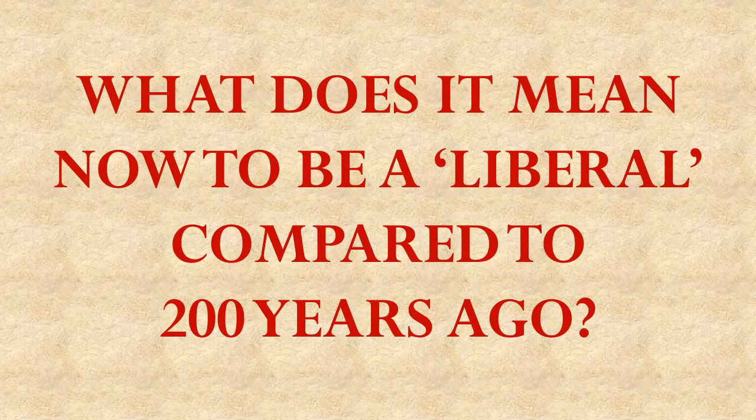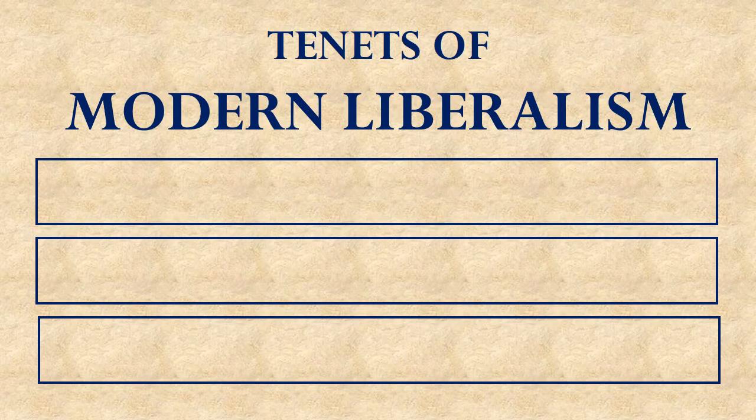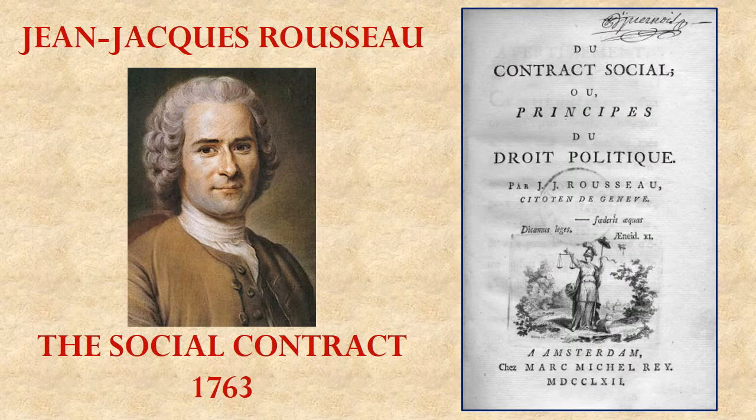You're going to see that modern liberalism is very different. I'll explain it by discussing three tenets of modern liberalism. So let's begin to discover the first by going to the philosophy of Jean-Jacques Rousseau, who wrote about his views in a book called The Social Contract. Now, Rousseau, you can probably tell by the name of his book, was a social contract theorist, like Hobbes and Locke, who you've previously met in this course.